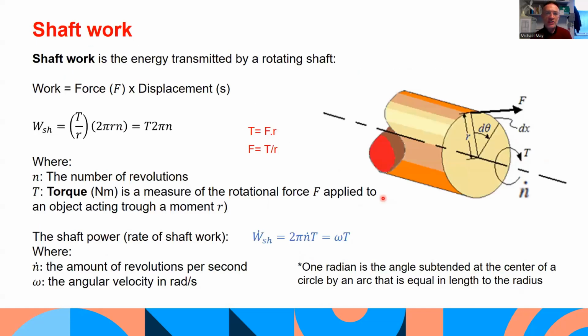So how do we calculate shaft work? Shaft work, once again, is the energy transmitted by a rotating shaft, and it's force by displacement. So the tangential force we see here acting on a shaft produces a torque. You might come across torque in Newton meters as a measure of the rotational force F, that tangential force, applied to an object acting through a moment arm. So the torque is that tangential force multiplied by that moment arm, the radius about which it turns.